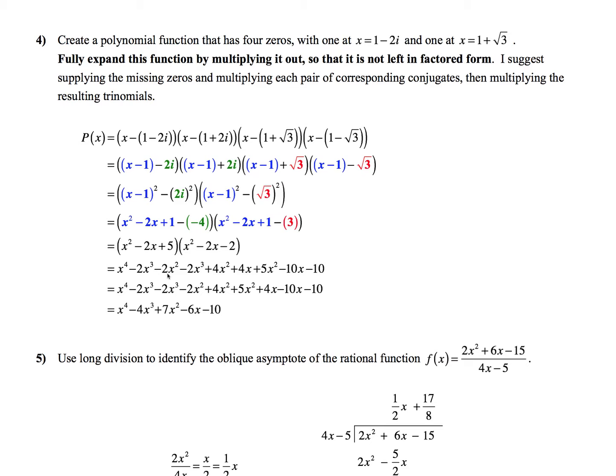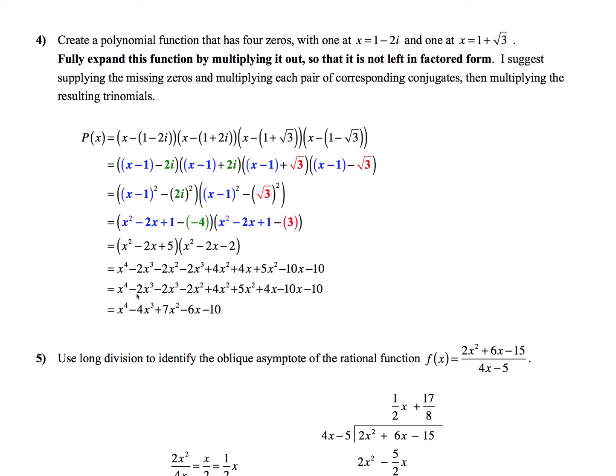And I have a negative 2x squared, a positive 4x squared, and a positive 5x squared. And so I have ordered those all together here. And then there is a positive 4x and a negative 10x, and I put those here. And of course the negative 10, the constant term, is all by itself at the end.